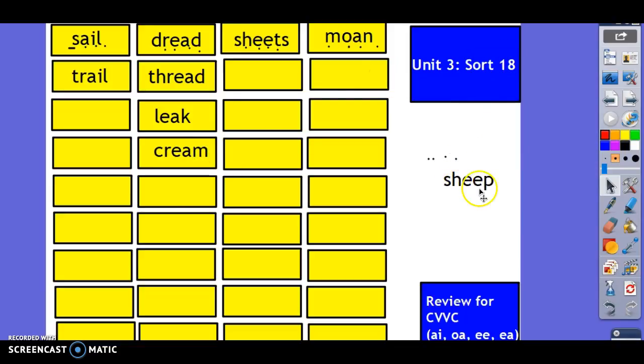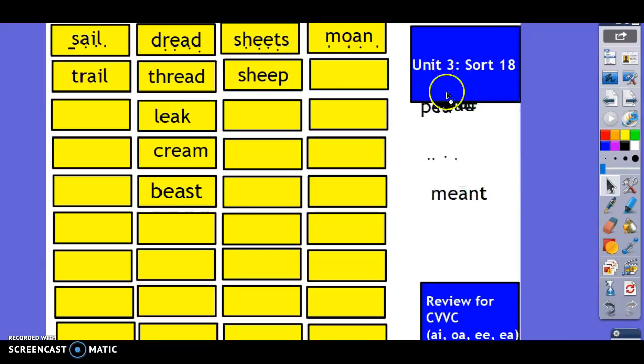Here's another CVVC. I have the EE vowel team, and it's going to make the long E, sheep. Here's my EA, another EA example. Best or beast? Well, I know that it's going to make the long E in this instance because I know best is really B-E-S-T.